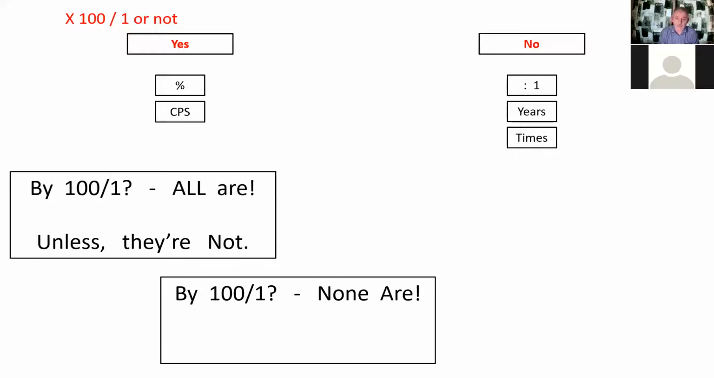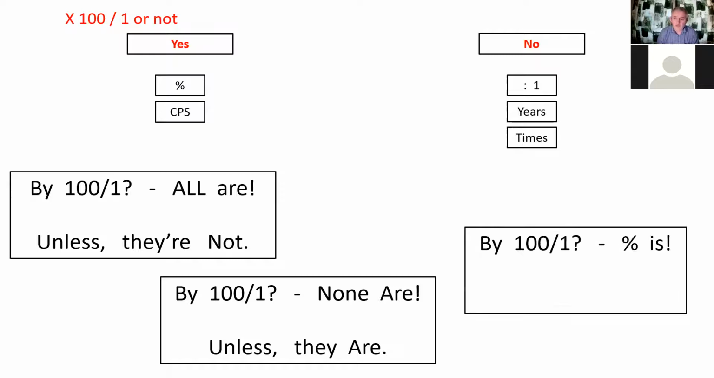You can do it in reverse. Well, none of the formulas are by 100 over 1. And they go, they are, we've done them. And they go, okay, well, none of them are unless. And you go, well, which ones are? And they go, well, the percent is, and the CPS is. So there are only 2 things you have to remember that involve it being by 100 over 1. Or sometimes I go, well, the percent is, and what's the one other answer that needs 100 over 1? Well, percentage, I mean, they've been doing percentages by 100 over 1 since the year dot. But I say, what's the one other answer that will need 100 over 1? And then they're able to go, I'm going to have a think, cents per share.